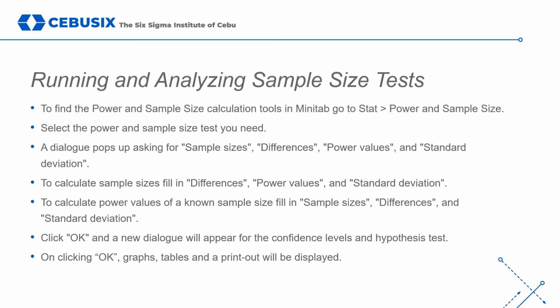To understand more about running and analyzing sample size tests in Minitab, we need to walk through the process for most of the tests. You will find the power and sample size calculation tools in Minitab by selecting the Stat menu and choosing Power and Sample Size.